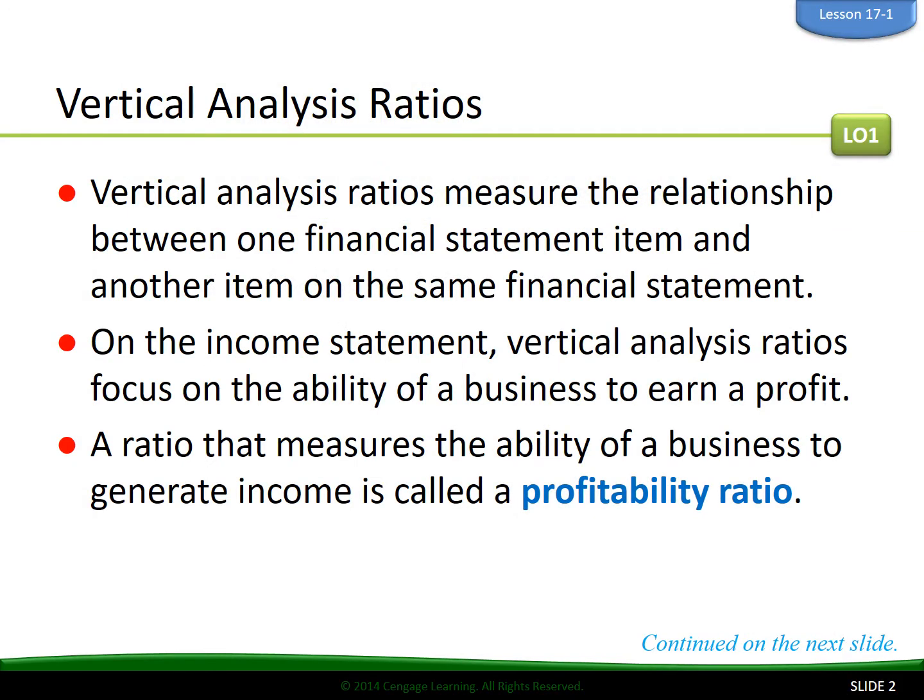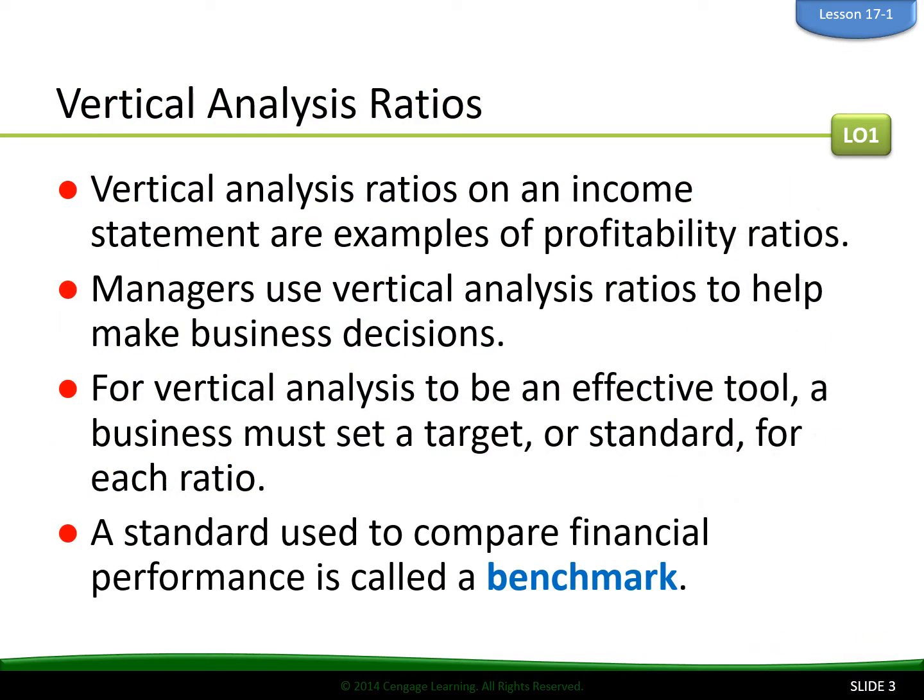A little bit of info to start. Vertical analysis ratios measure the relationship between one financial statement item and another item on the same financial statement. On the income statement, vertical analysis ratios focus on the ability of a business to earn a profit, and a ratio that measures the ability of a business to generate income is called the profitability ratio. Okay, so this is pretty interesting to know, especially for stocks. Vertical analysis is ratios on an income statement and are expenses of profitability ratios.